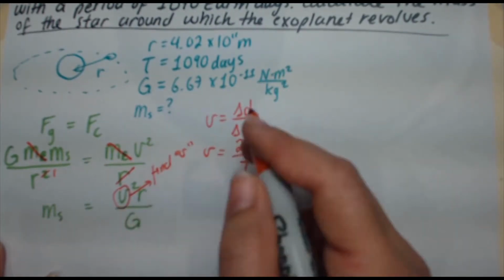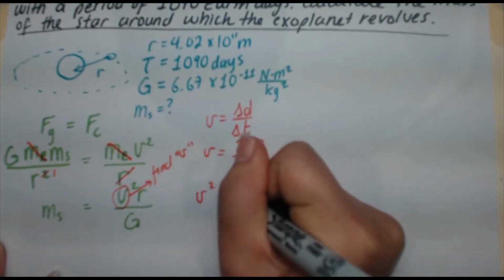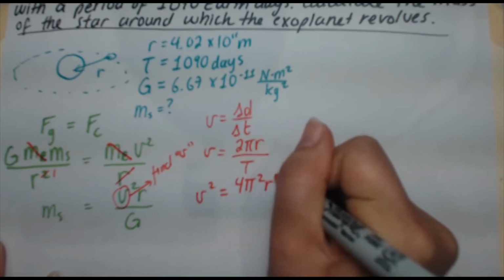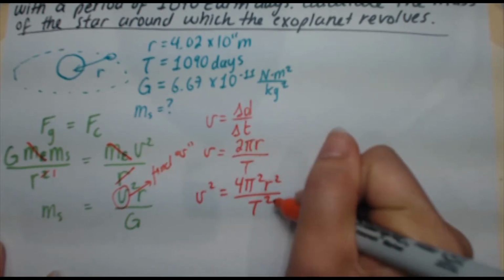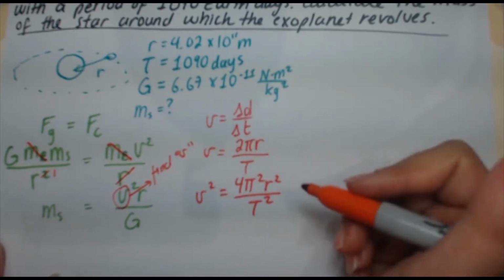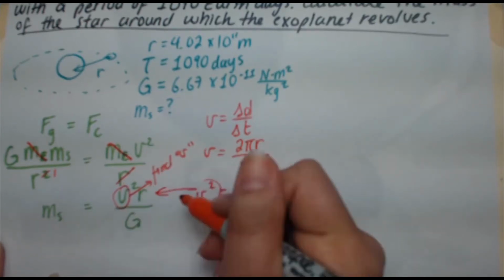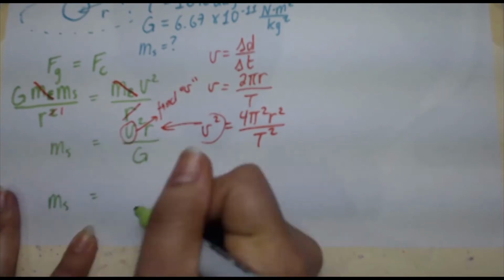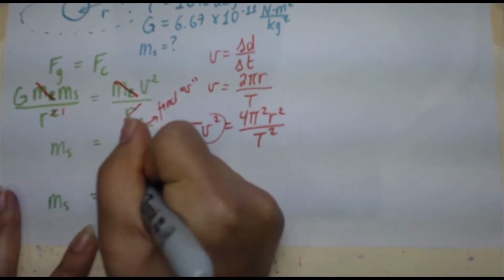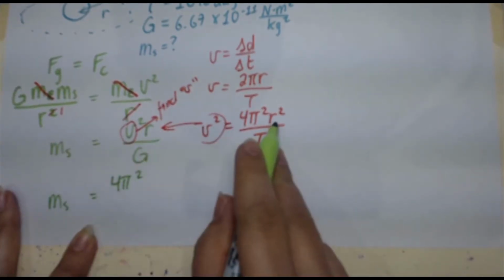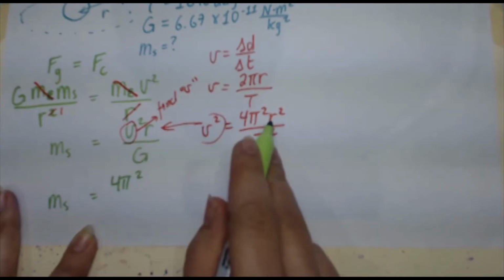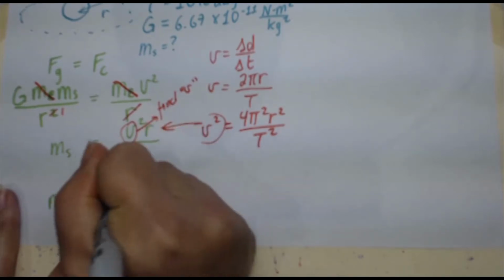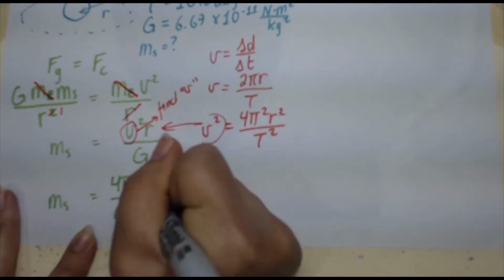In the expression I have v squared, so I'm going to solve for v squared. If I square everything, I end up with 4 pi squared r squared over T squared. This is what gets plugged back in. So ms is equal to 4 pi squared. Now you have r and r squared. When you multiply those together, they have the same base, so you add the exponents and it becomes r cubed over G times T squared.